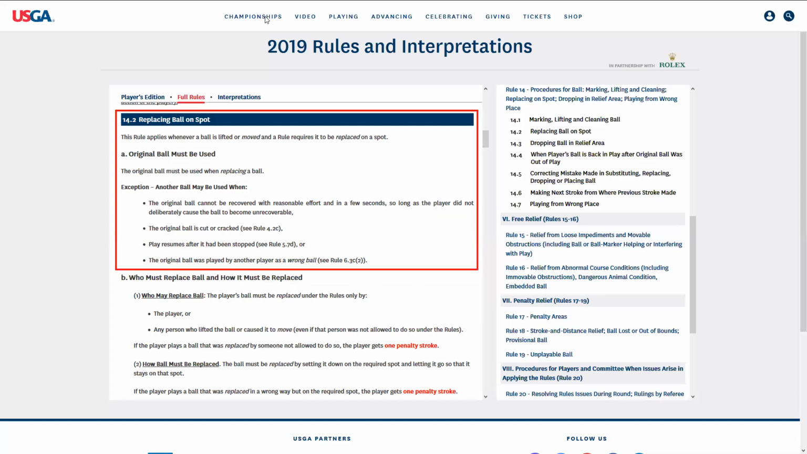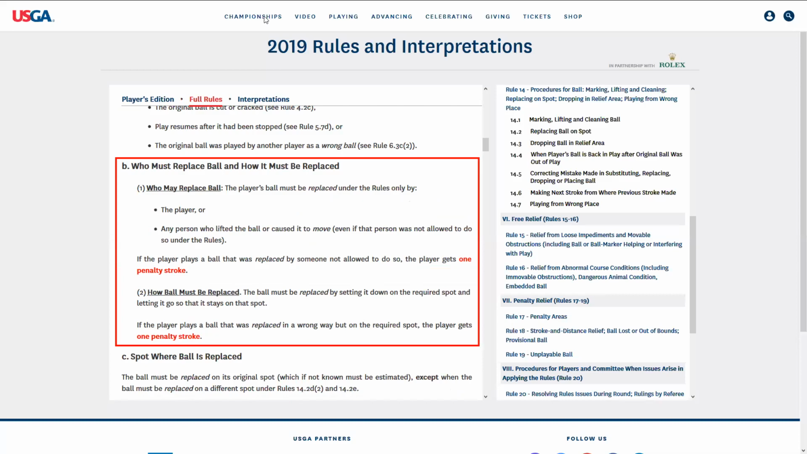All right, 14.2b, who must replace ball and how it must be replaced. The player's ball must be replaced under the rules only by the player or any person who lifts the ball or caused it to be moved, even if the person was not authorized. If the player plays a ball that was replaced by someone not allowed to do so, the player gets a one-stroke penalty. Example, you're on the putting green, you mark your ball, you toss it to your caddy, who cleans it, your caddy puts it back in the correct spot, and then you putt.